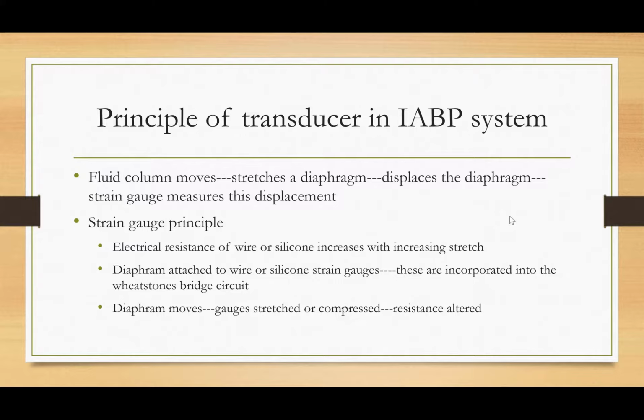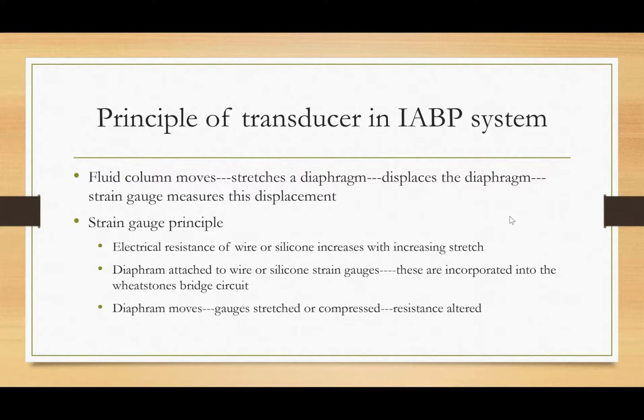When the diaphragm gets displaced, the strain gauge which is attached to the diaphragm will measure this displacement, and this strain gauge is a part of the Wheatstone's bridge. So when the strain gauge gets displaced, there will be a change in the resistance of the system in the Wheatstone's bridge, and there will be a change in the potential difference, and a current will flow through it, and a corresponding waveform or signal will be produced.